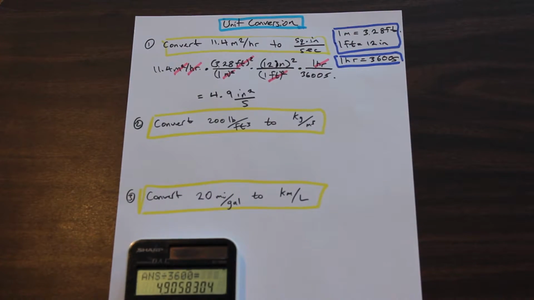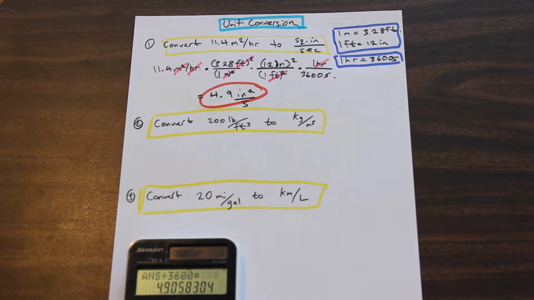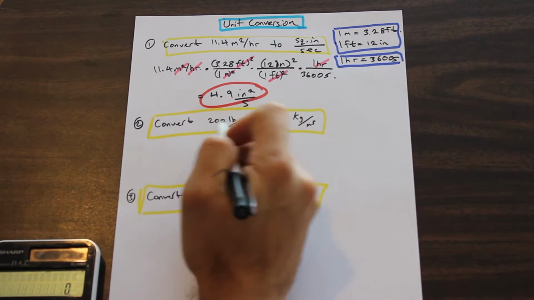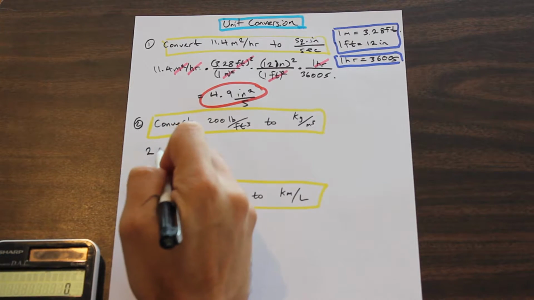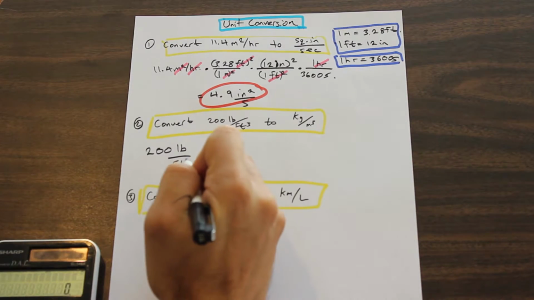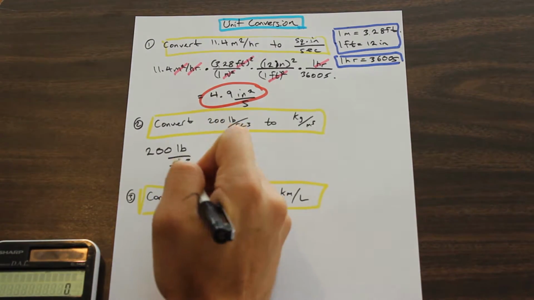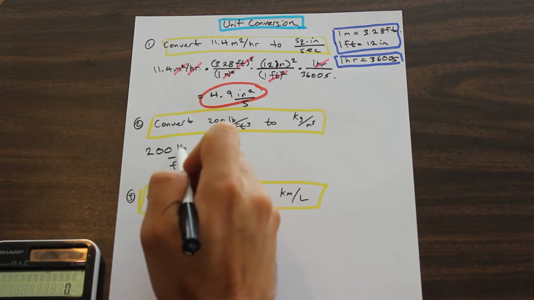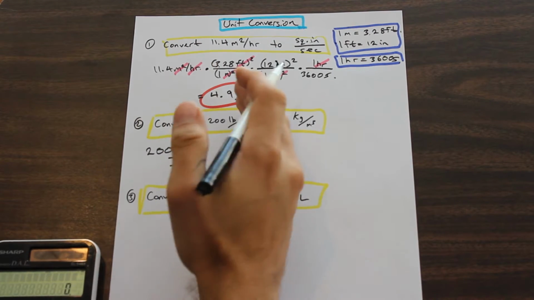Let's do the next question. Let's do a little bit quicker than that one, so let's speed this up a little bit. We have 200 pounds per feet cubed, and we were asked to convert that to kilograms per meters cubed. How do we go about this? First, let's do what we always do: let's take this and rewrite it down here, pound per feet cubed, so we can see exactly what's in the numerator and what's in the denominator. We're going to pick one part of the conversion, work through that, and then do the other one.